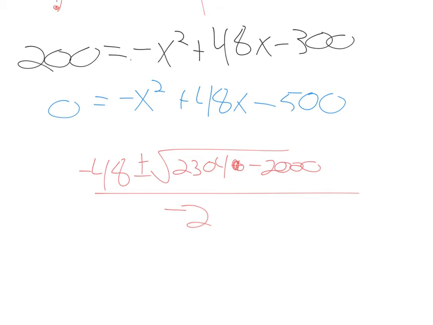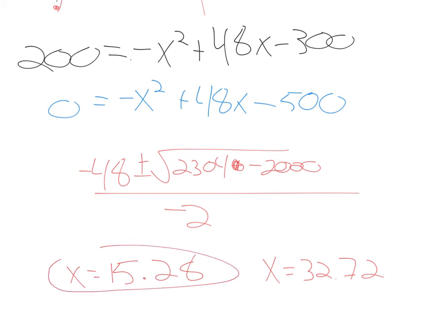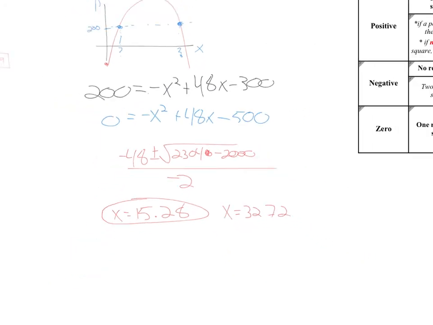Now when we solve this and simplify, we should get our answers to be x equals 15.28 and x equals 32.72. This problem was asking us to find the least amount, so that would be $15.28. You could also charge $32 to get that same profit, but this wanted the least amount.